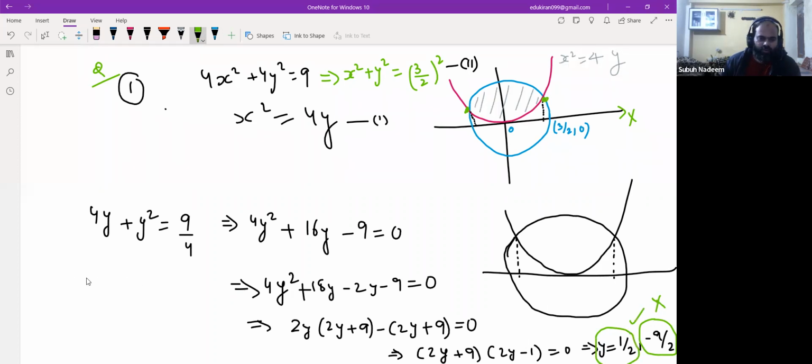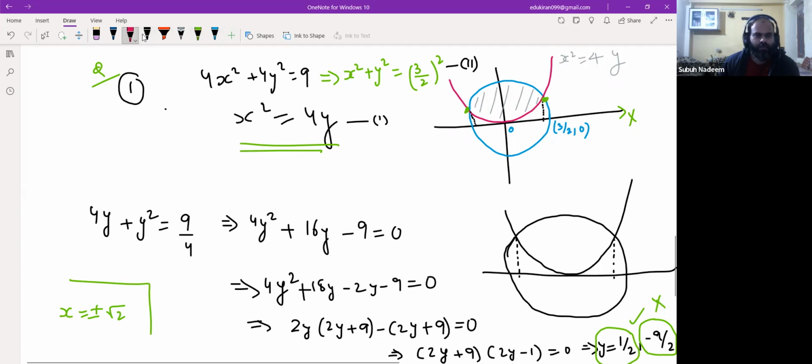So y is equal to 1 by 2. Now when you will put y is equal to 1 by 2 here, you will get x is equal to plus minus root 2. So what you are getting is x as plus minus root 2 and y as 1 by 2. So this point here is root 2, comma 1 by 2. And this point here is minus root 2, comma 1 by 2. Don't take minus 9 by 2.